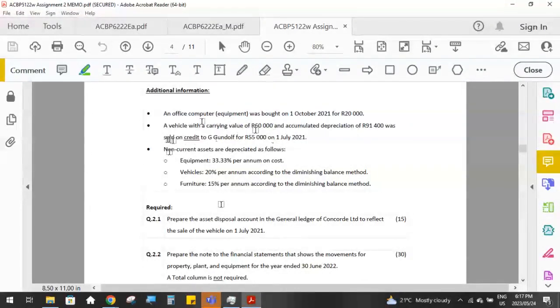And then non-current assets are depreciated as follows. Equipment, 33.33% per annum on cost. So that means the straight line method. And then vehicles and furniture, both on the diminishing balance method. So just take a look at this second one here about the vehicle. So they've given us the carrying value of the vehicle, and they've given us the accumulated depreciation. They didn't give us the cost value, but as long as we've got two of the variables or amounts, we can always work out the third one.